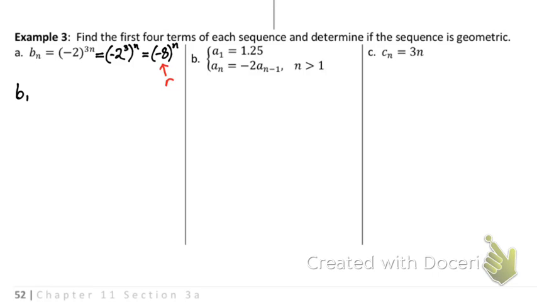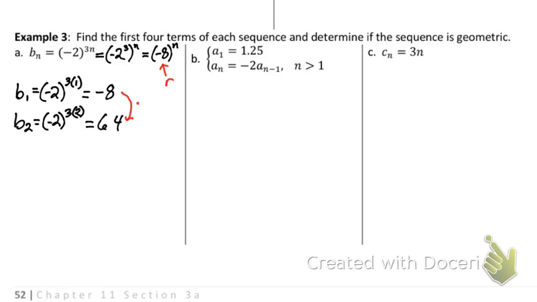We could just say, well, b sub 1 equals -2 to the 3 times 1, which would equal -8. And if I did my b sub 2, that would equal -2 to the 3 times 2, which would be -2 to the 6th, which is going to be a positive 64. Which, if you notice, that is times -8.